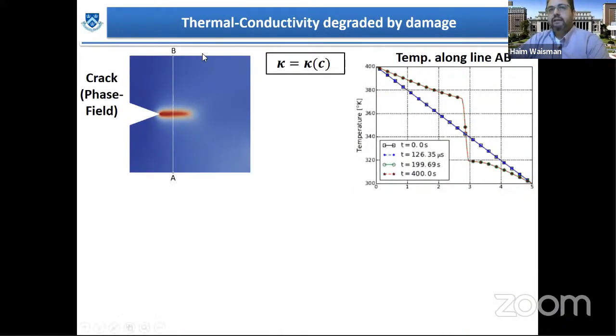So we see that if we plot the thermal response along the line AB, initially, before the crack is formed, there is a temperature gradient, but then as the crack is formed, we see a discontinuity, a jump in the thermal response, as we would expect to have if we use a discrete crack here, right? So that is a more physical response than what we had before.